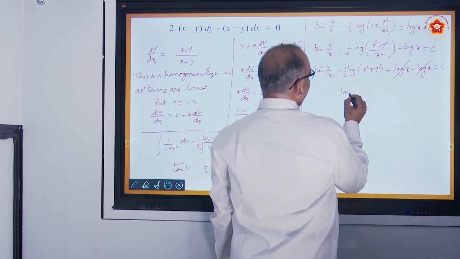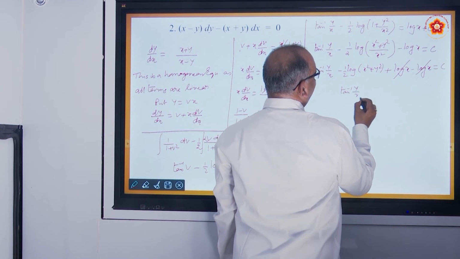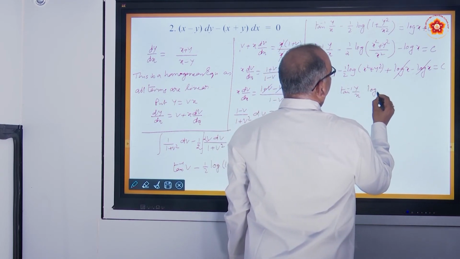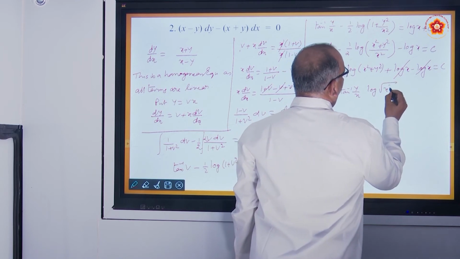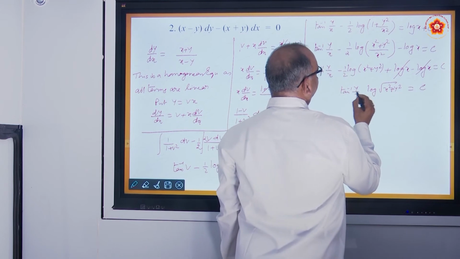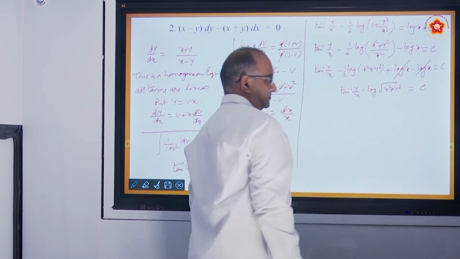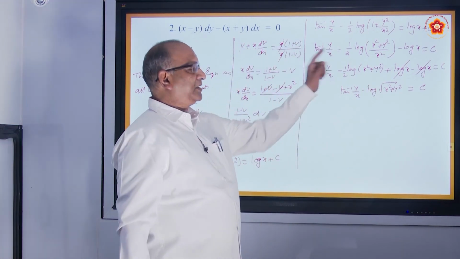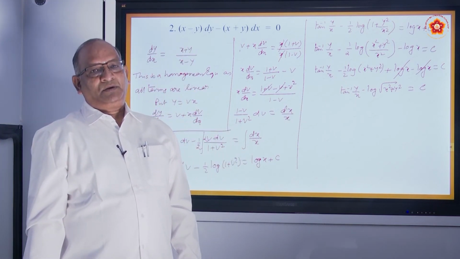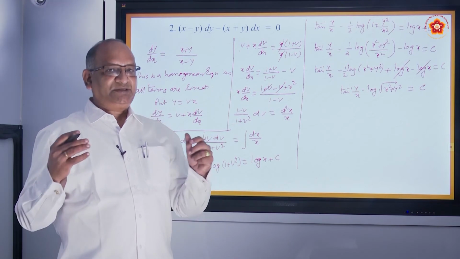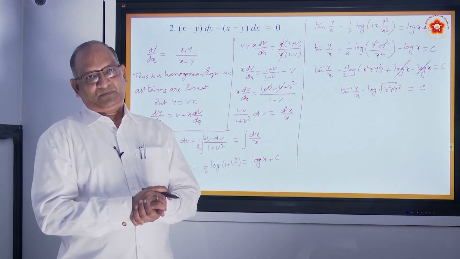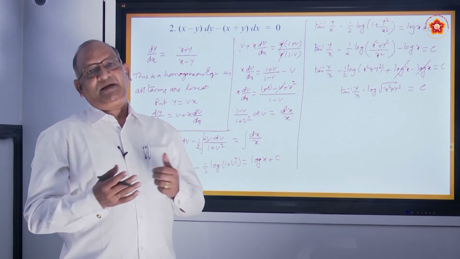So the answer is tan inverse y by x, log under root of x square plus y square equal to c. 1 by 2 became to the power half. So you find that the procedure which we are following is one and the same in every problem. Okay. So let us move to the next problem.